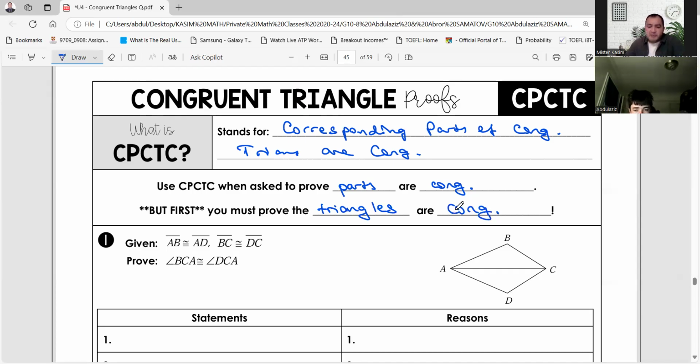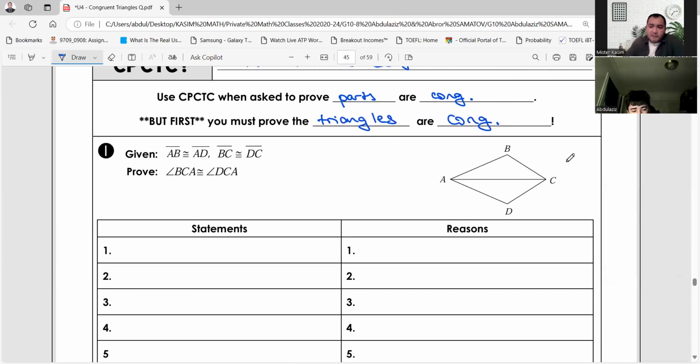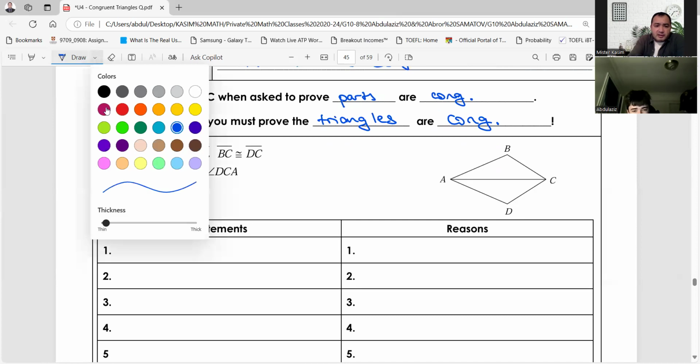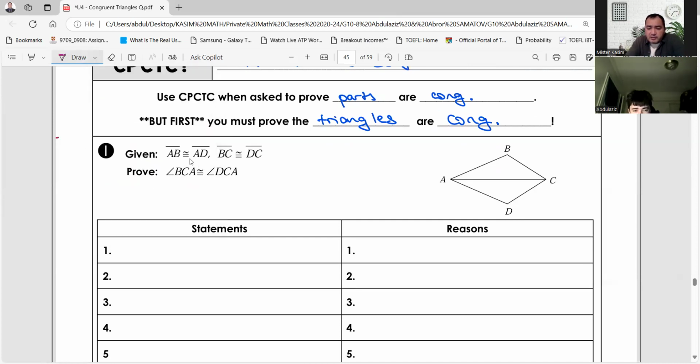Okay, let's see one example. Then after that, you can have a look at your paper and do this. Given, I'm just going to mark, side AB is congruent to AD. So this is congruent to AD. It's given. And BC is congruent to DC. And now we have to prove that triangle BCA is congruent to triangle DCA.